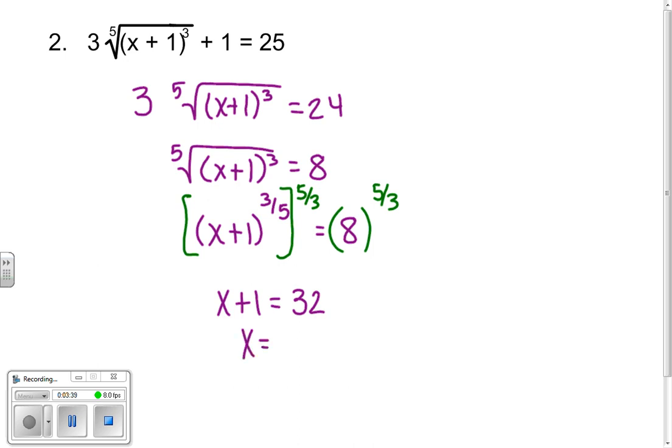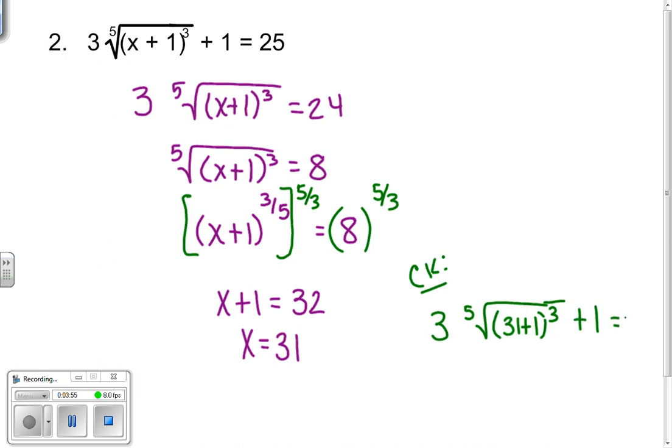And if I subtract 1, I get x equals 31. We're going to check that. So 3 times the 5th root of 31 plus 1, cubed, plus 1 should equal 25. You can, if you want, take this whole thing and type it into the calculator. You should end up with 8, though.